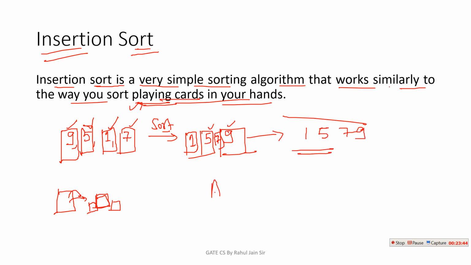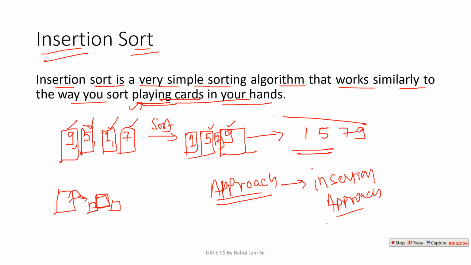And the approach which I have used is called the insertion approach. It means similarly, the way we sort playing cards in our hand: if a playing card is lesser, we simply put it on the left side, and if it is greater, we put it on the right side, right? So it is called increasing order. If we want to sort in decreasing order, then if it is greater, put it on the left side, else right side, like that, right? So we can use this approach in insertion sort.